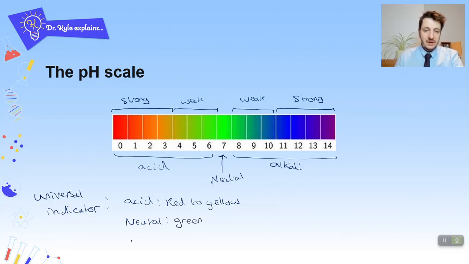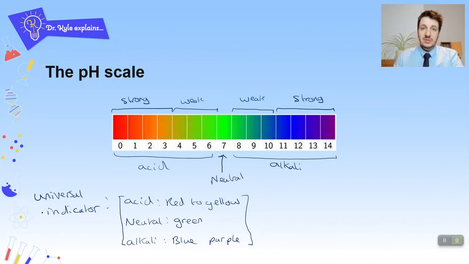And then an alkali runs from kind of blue all the way up to purple. And again, purple is a strong one. Blue is kind of your weaker alkali. Now, people often get this muddled up. A lot of this seems to be generally common knowledge. You kind of learn often about this in year 7 and 8.